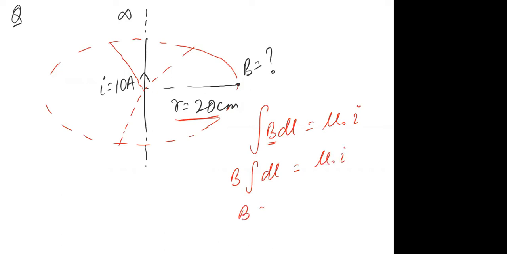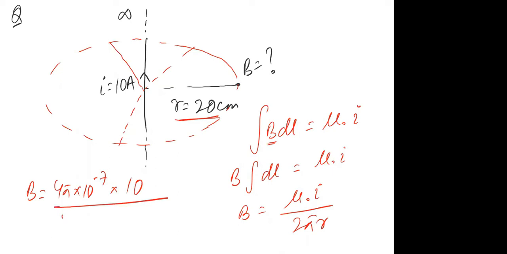B will become equal to mu naught I divided by integration of dl, and you have already studied this as 2 pi r, right? This is how we apply it. So what will be the values now? Mu naught can be written as 4 pi into 10 to the power minus 7. Current is 10, divided by 2 pi multiplied by r. What will you write r as? So r is 20 centimeter, that is, it will be written as 20 into 10 to the power minus 2.